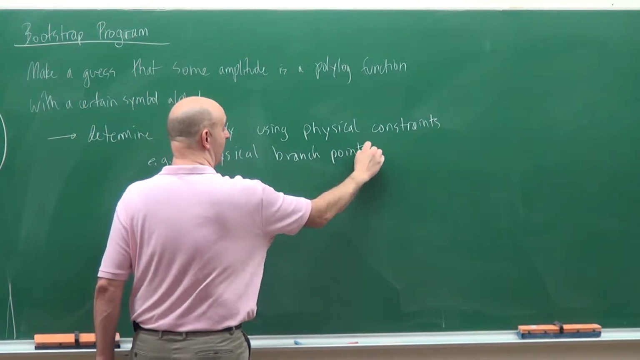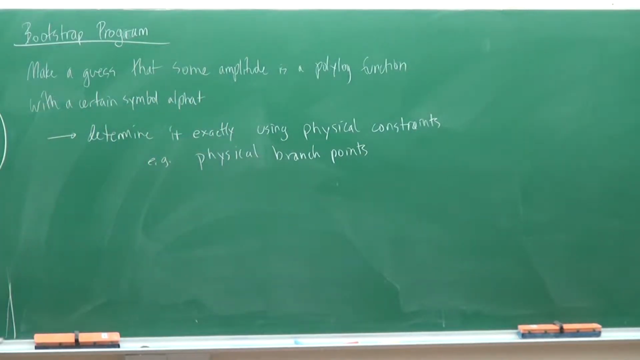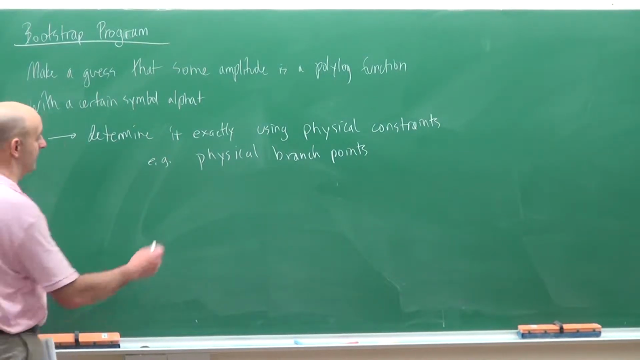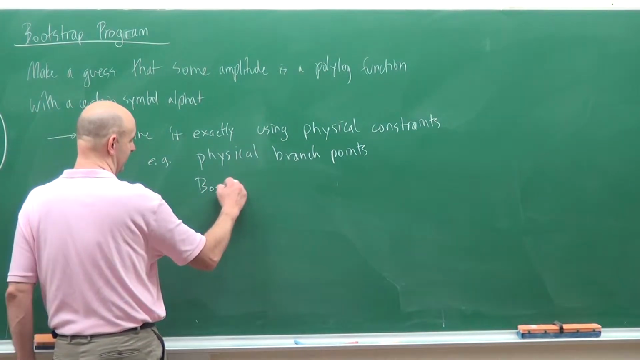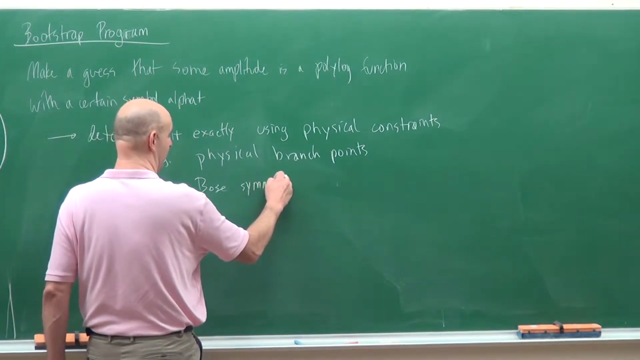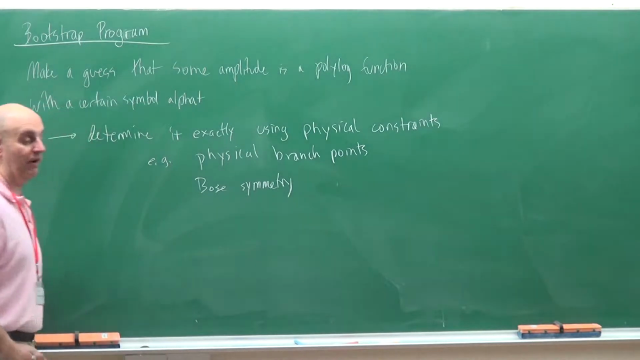A scattering amplitude is not allowed to have branch points at random locations in the kinematic domain. It can only have branch points at a location that corresponds to a possible intermediate particle exchange going on shell. Then there is Bose symmetry.